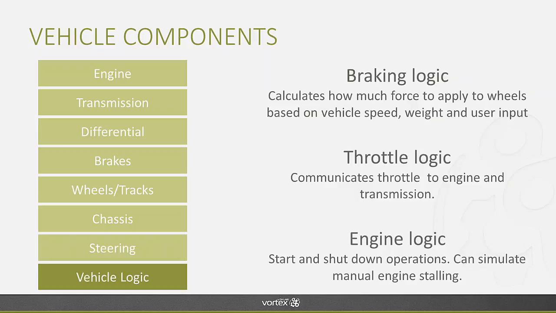So there is one last set of components in a vehicle system, and that is the vehicle logic components. Vehicle logic components are there to link different components that are not physically linked in the simulation. For example, the braking logic calculates the amount of force to apply to wheels based on user input, vehicle speed, and the weight of the vehicle. There is not a physical link between the brake pedal and the different brakes on your wheels. Same goes for the throttle logic. It communicates the throttle to the engine and transmission because there is not a physical link providing that information to those two components. The engine logic allows you to control start and shut down operations, and it's especially useful if you want to simulate a manual vehicle and you want to have the possibility of simulating the engine stalling.